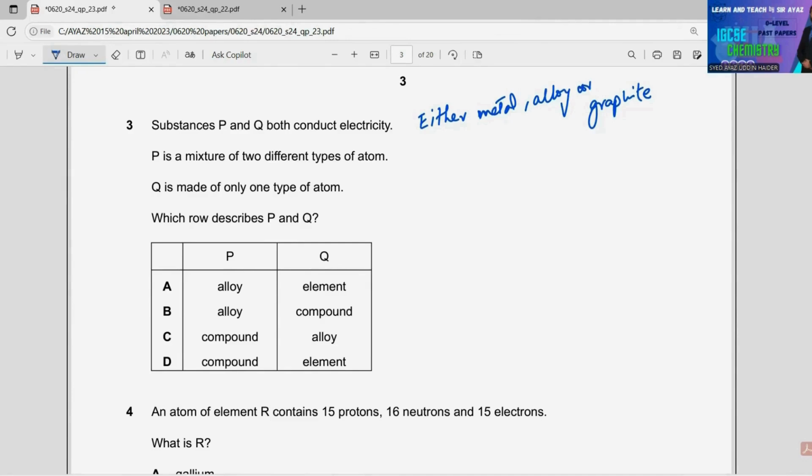So what they are saying again, P is a mixture of two different types of atoms. So it means it must be an alloy. So either A is correct or B is correct. C and D are incorrect. Q is made up of only one type of atom. So it means it's an element. This one is an alloy and this one is an element. So A must be the right answer in this case.